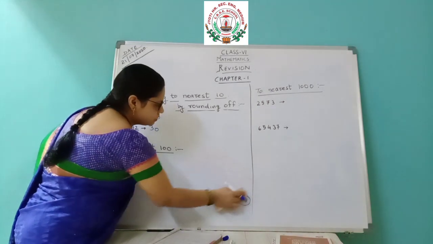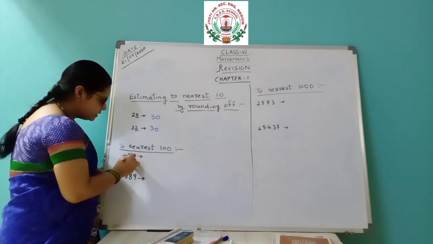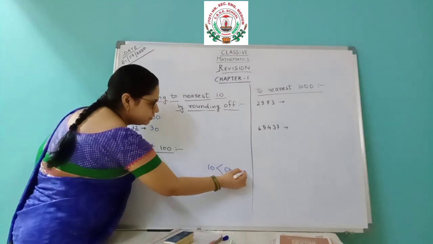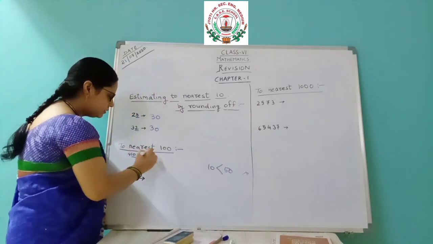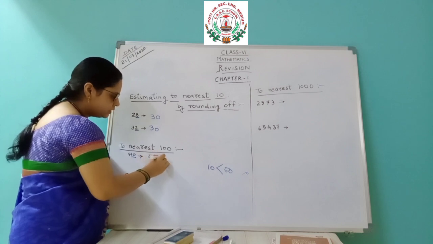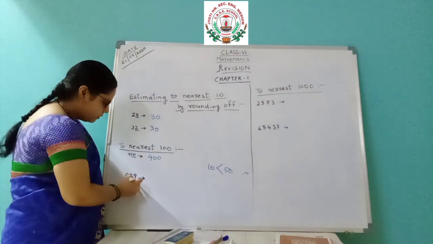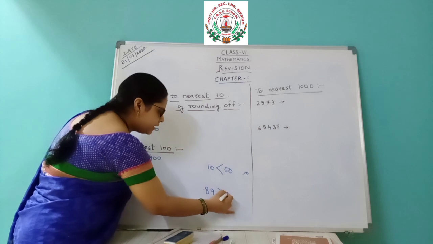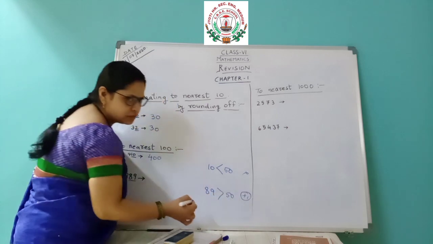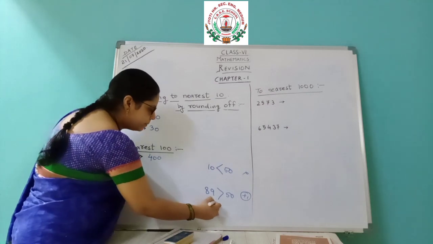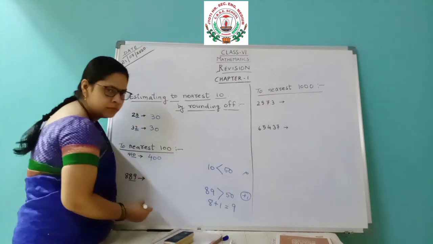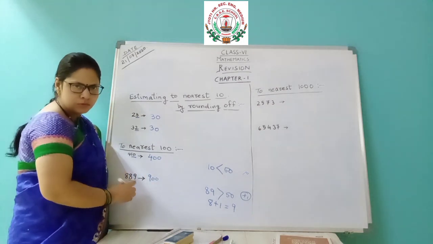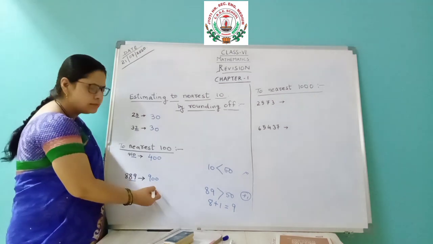Now come to these questions. The last two digits are 10. Now this 10 is less than 50. Then you have to do nothing in the previous digit. Only that digit will be the same and the last two digits will be 0 and 0. Now in the next question, two digits you are going to check. 89. It is greater than 50. Then you have to add 1 in the previous digit. Previous digit means 8. 8 plus 1 you are going to do, so now it will become 9. So the previous digit will be 9 and the other two digits will be 0 and 0. This is the estimation of 889, which is 900.